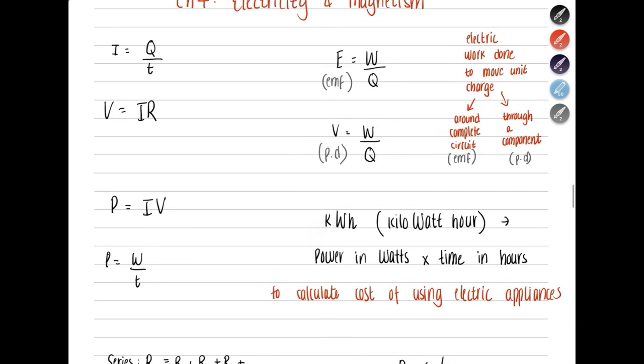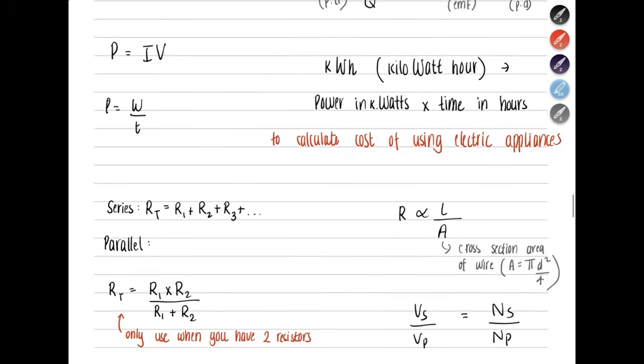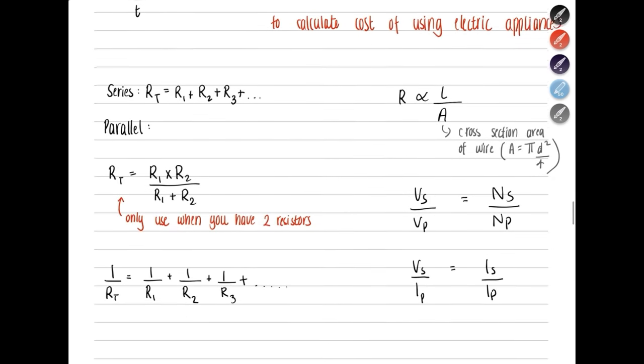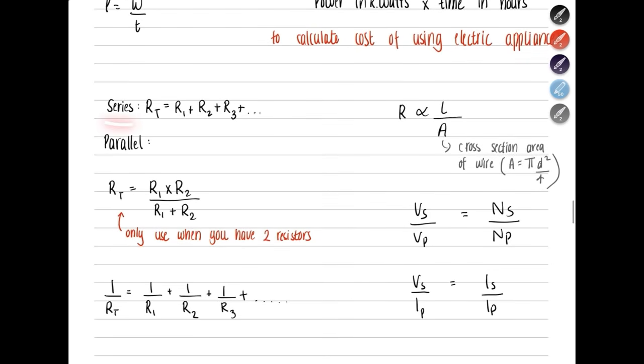Then you have something called kilowatt hour. As the name suggests, it's the power in kilowatts, I would write kW, multiplied by time in hours. This is basically used to calculate the cost of using your electrical appliances. Then you have resistances, calculating resistance. If it's series, to find the total resistance, you just have to add, but for parallel, it's slightly different.